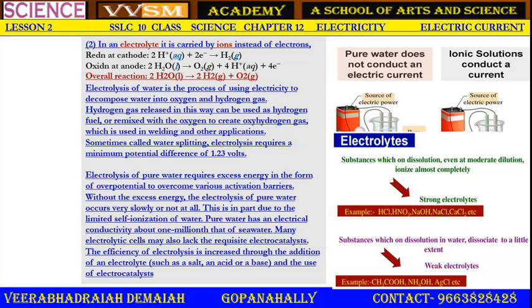You know, what is an electrolyte? An electrolyte is a substance which allows electric current in the molten state or in solution state. So electrolytes are classified into two, that is strong electrolyte and weak electrolyte. Strong electrolytes are the substances which on dissolution, even at moderate dilution, ionize almost completely. It is quite opposite to the weak electrolytes, which are ionized partially or not at all. Substances which on dissolution in water dissociate to a little extent are called weak electrolytes.